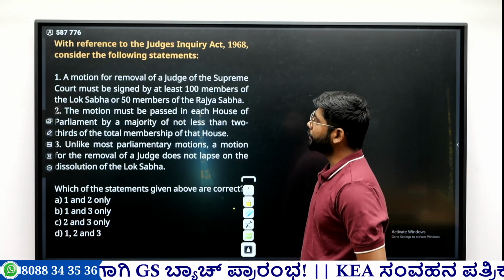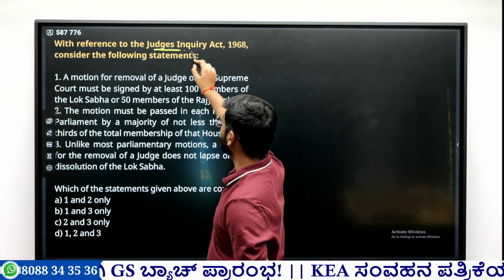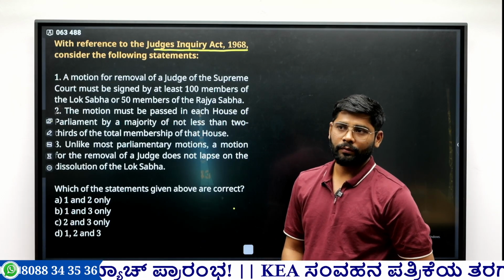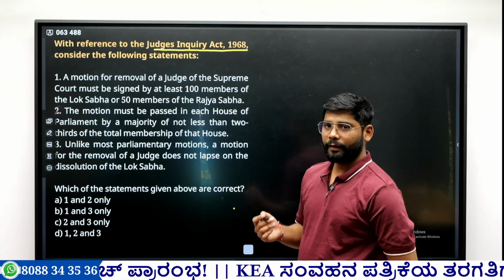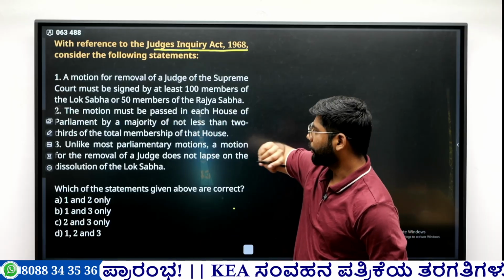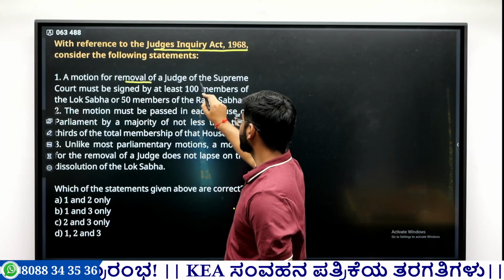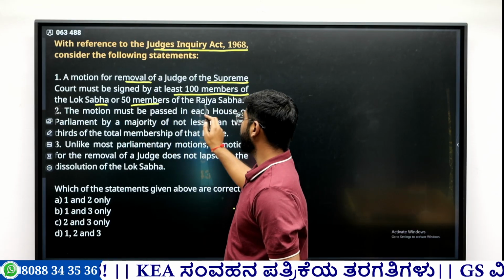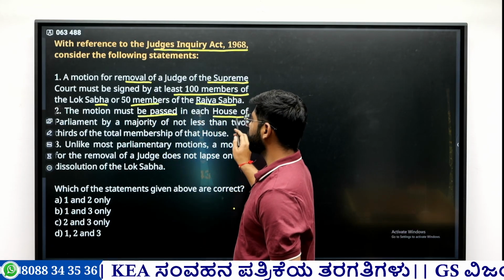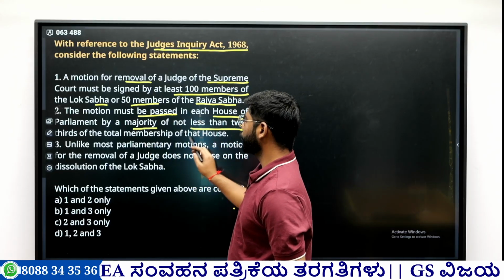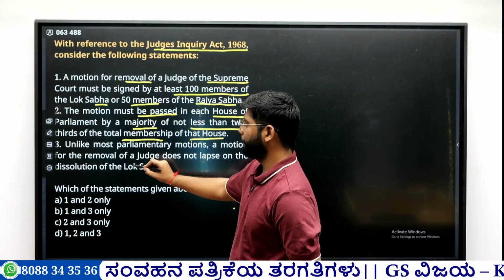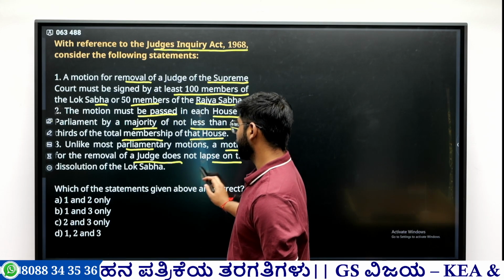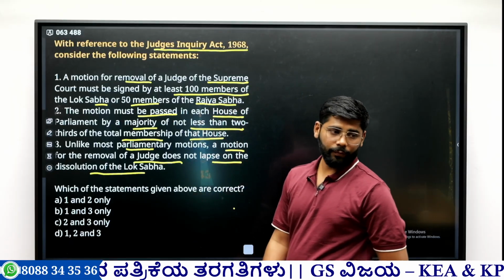Then next, again it's the Judges Inquiry Act 1968, by which Parliament got the power to regulate the procedure, and for that Parliament brought this particular Act. Now we will see the first statement: the motion for removal of a judge of the Supreme Court must be signed by at least 100 members of Lok Sabha and 50 members of Rajya Sabha. Then the motion must be passed in each House of Parliament by a majority of not less than 2/3 of the total membership of that House. Then, unlike most parliamentary motions, the motion for removal of judges does not lapse on dissolution of Lok Sabha. Let me know which one is correct here.